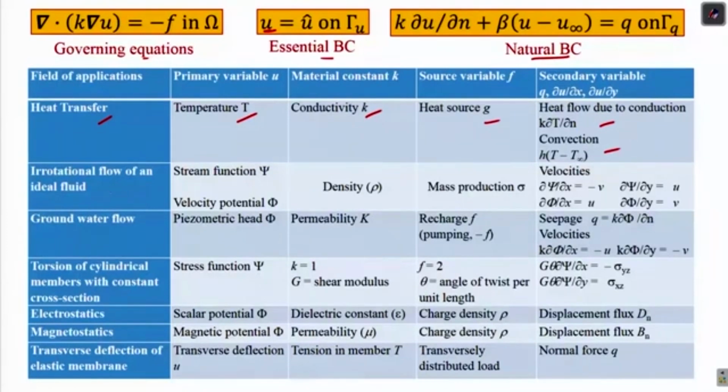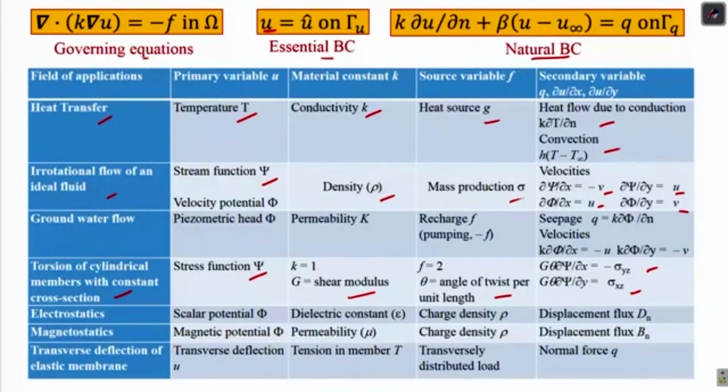Similarly, for a problem like irrotational flow of an ideal fluid, our u becomes the stream function, and differentiation of the stream function will give us velocity in various directions. These are our natural boundary conditions, and density will be the constant, and then mass production will be sigma. Similarly, for torsion of a cylindrical member with constant cross section, the same u will be the stress function, and these will be the material constants, these are the source variables, and this is how these boundary conditions are to be specified.